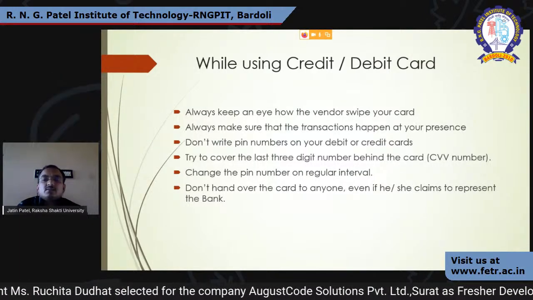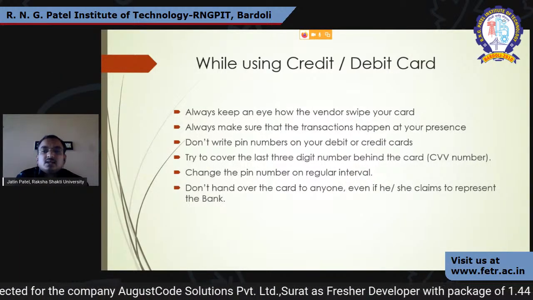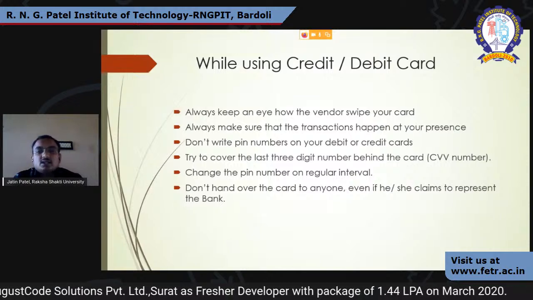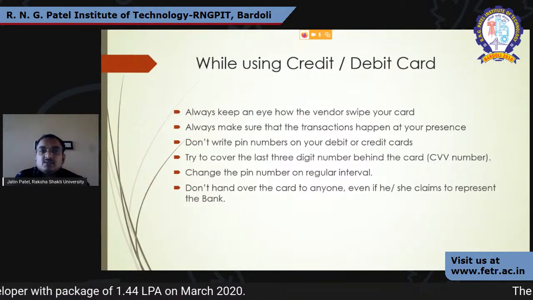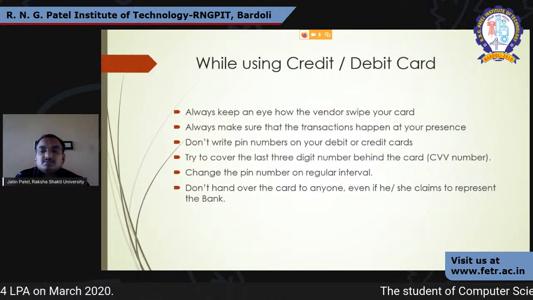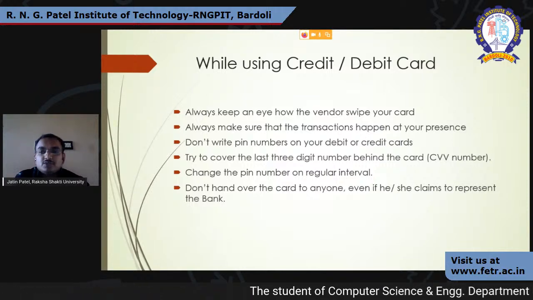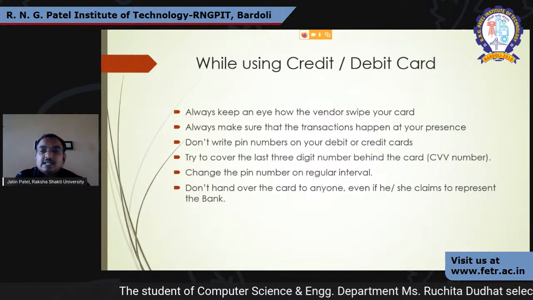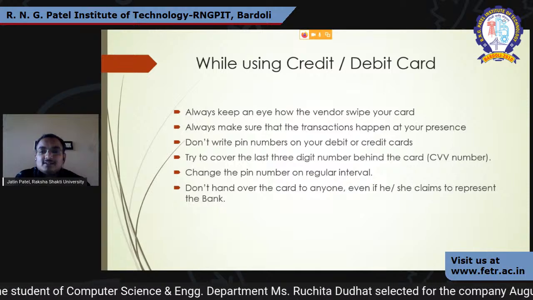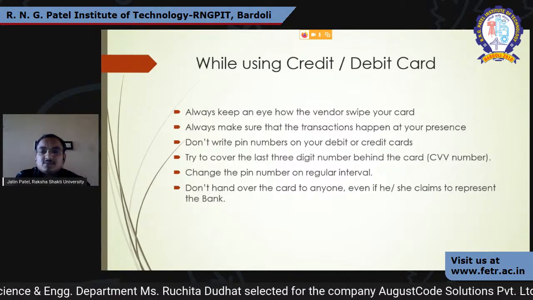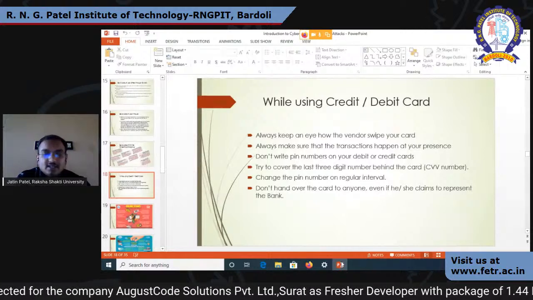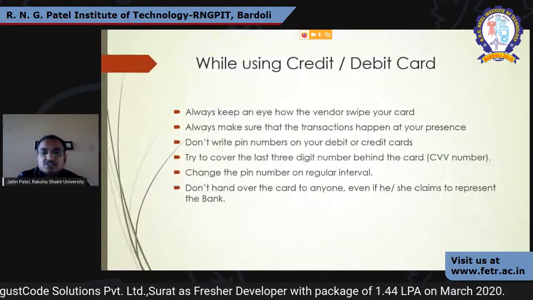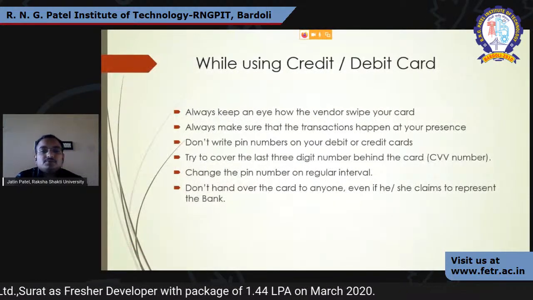Once I have a 16 digit number and 3 digit CVV number, I can easily do any international transaction. As an example, when paying the fee for WES, the World Education Services, which many students are very familiar with, where you have to submit your data, they can easily do the transaction without any OTP from you.